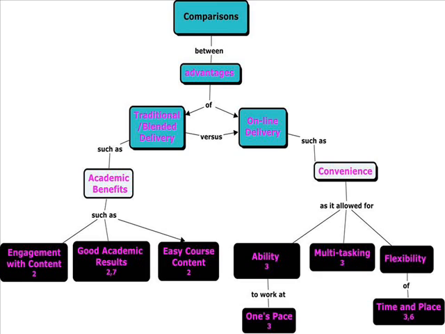In online and/or e-learning, advantages were related to convenience. These aspects of convenience were: 1. The ability to work at one's pace, 2. The ability to multitask, and 3. Flexibility of time and of place. Multitasking meant that students could complete coursework but also have employment.